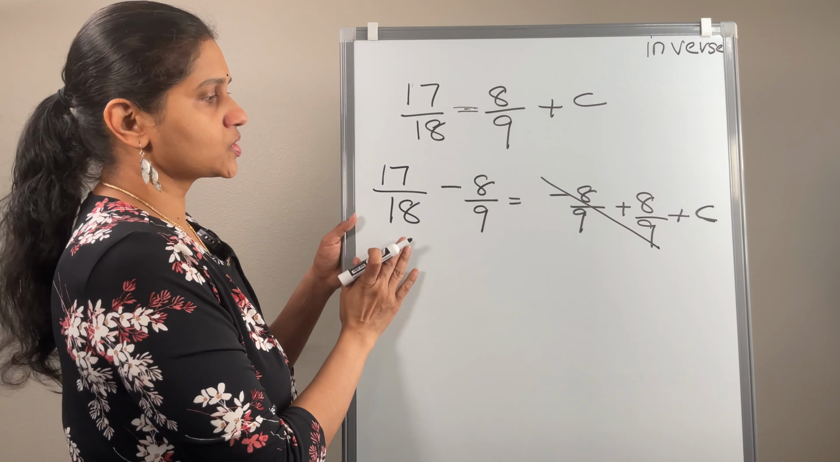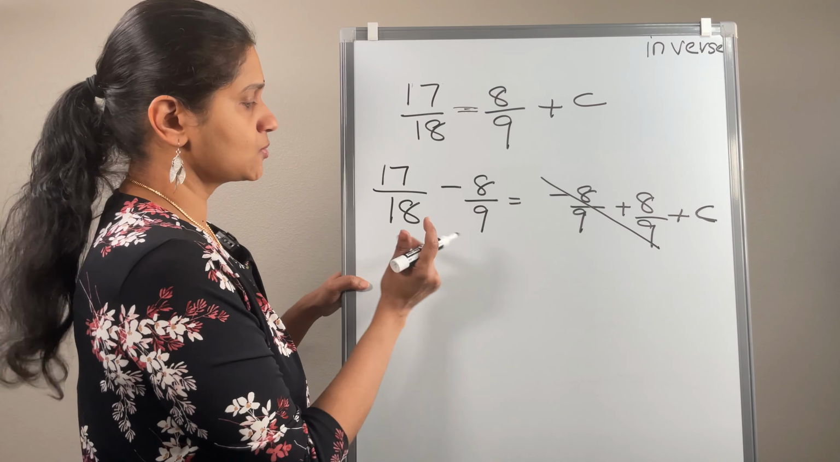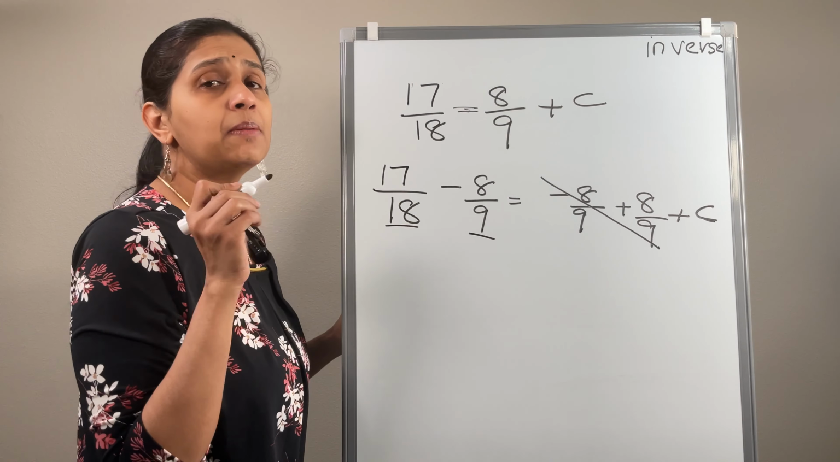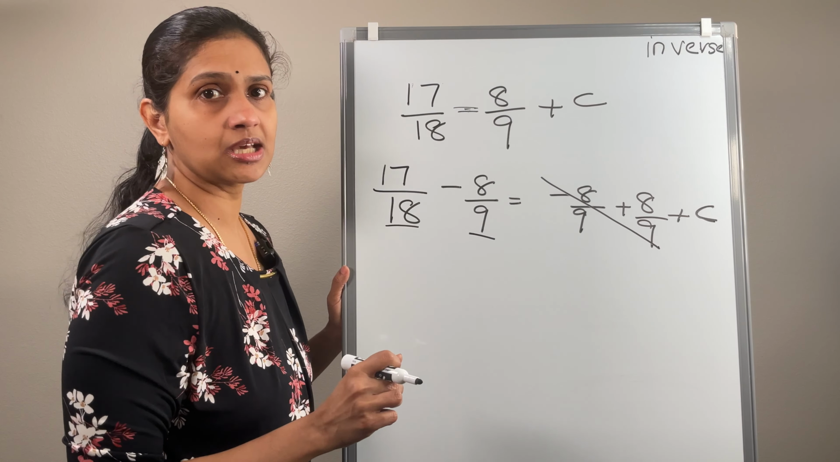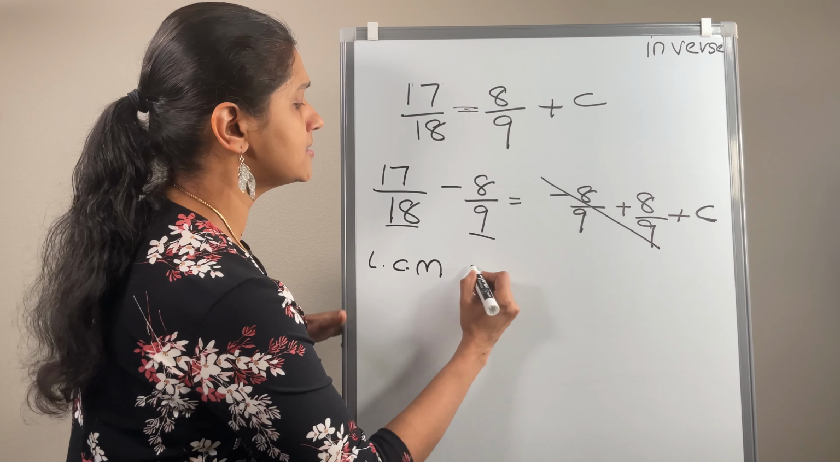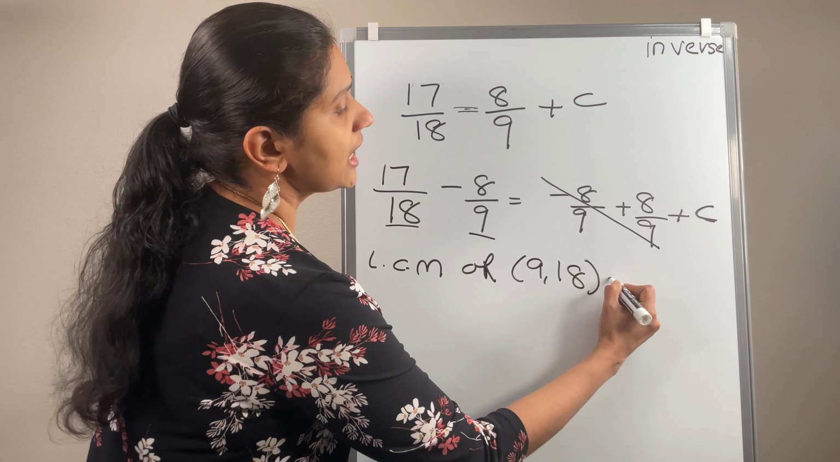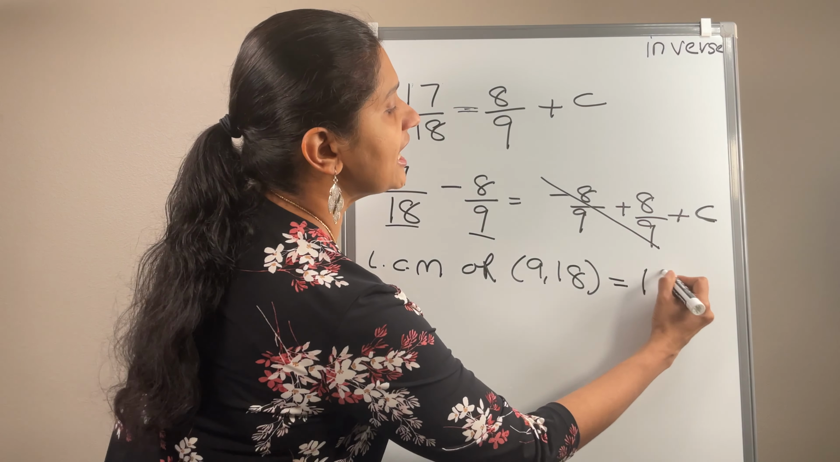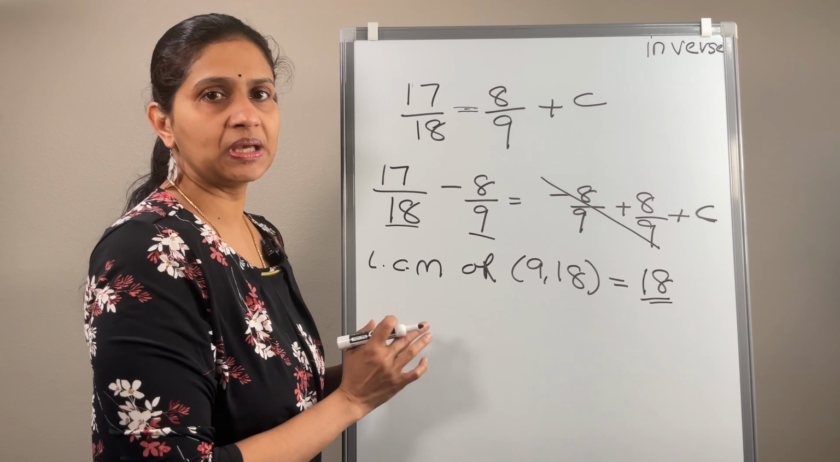Now to solve this side, you can see the denominators are unlike denominators, which means they don't have the same number. So our first aim is to make them like denominators. For that, you have to find the LCM, least common multiple of 9 and 18. That is going to be equal to 18 because both 9 and 18 go into 18. So that is going to be the LCM.